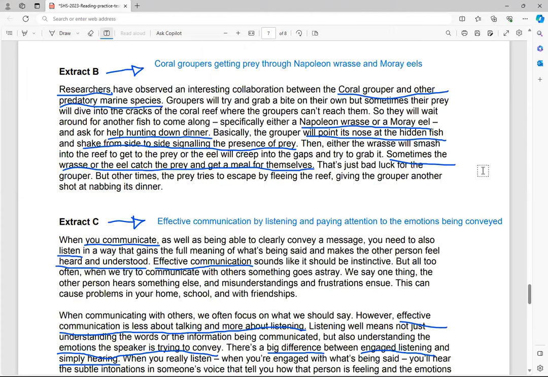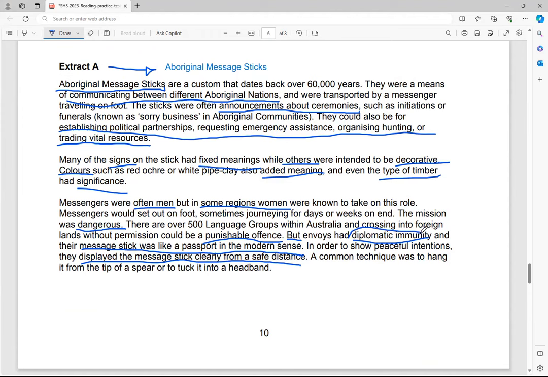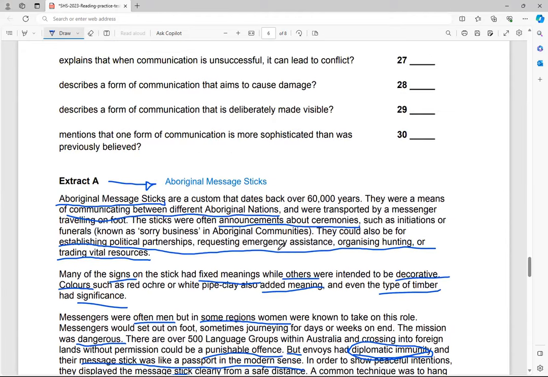Right, okay, now we can go back to the questions. So question 22. Which writer explains that those communicating have a special privilege? Having read the text, I know that this is about Aboriginal message sticks, because when we look at Extract A, we see that those who carried Aboriginal message sticks had diplomatic immunity. So they were given a privilege that no one else was with their means of communication. They were given diplomatic immunity, so that means they were safe even when they were traveling on a dangerous mission, traveling across different territories.